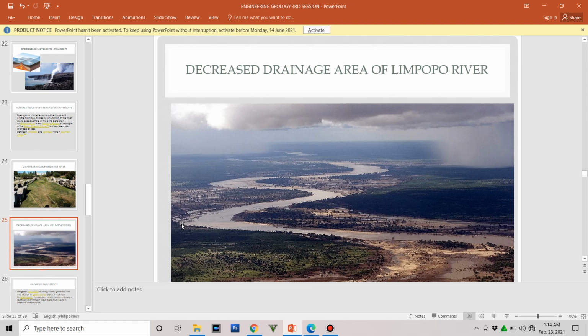So, another notable result of EPEIROGENIC movement is the decreased drainage area of the Limpopo River. So Limpopo River rises in South Africa. So generally, it flows eastwards through Mozambique to the Indian Ocean.